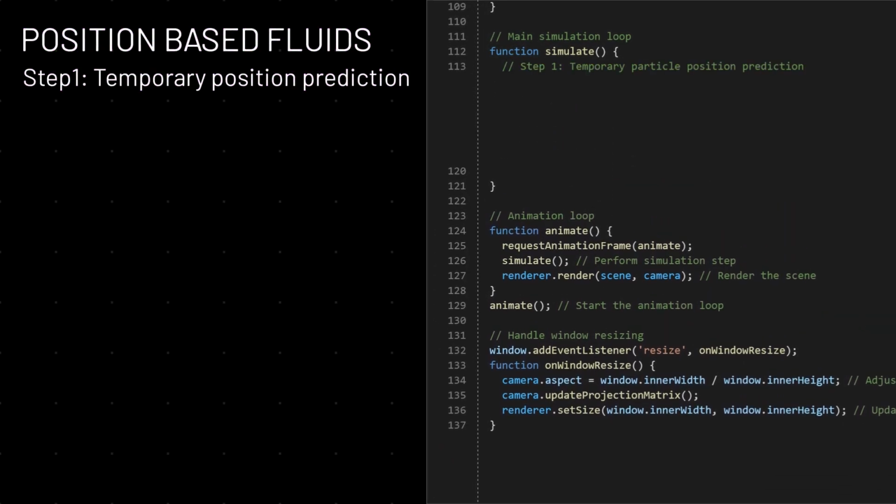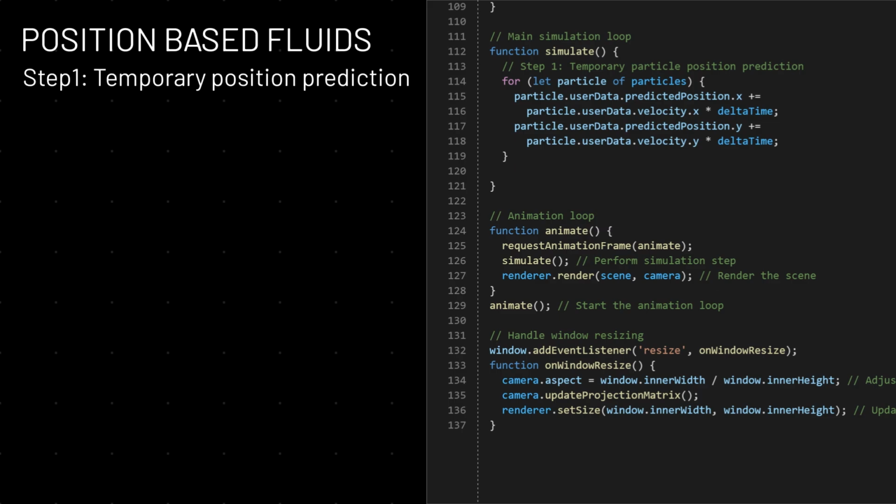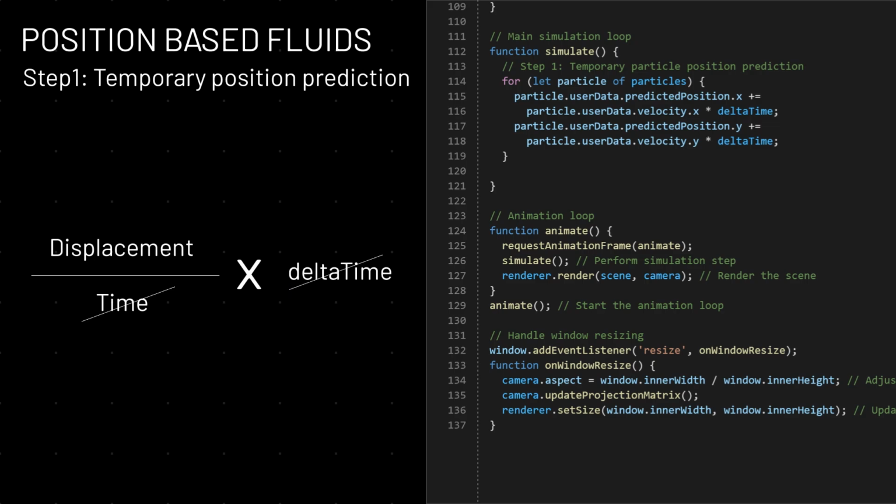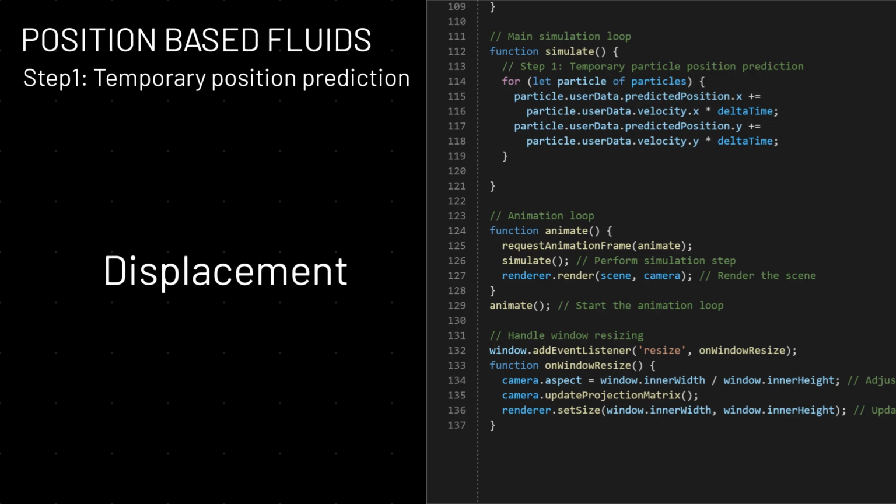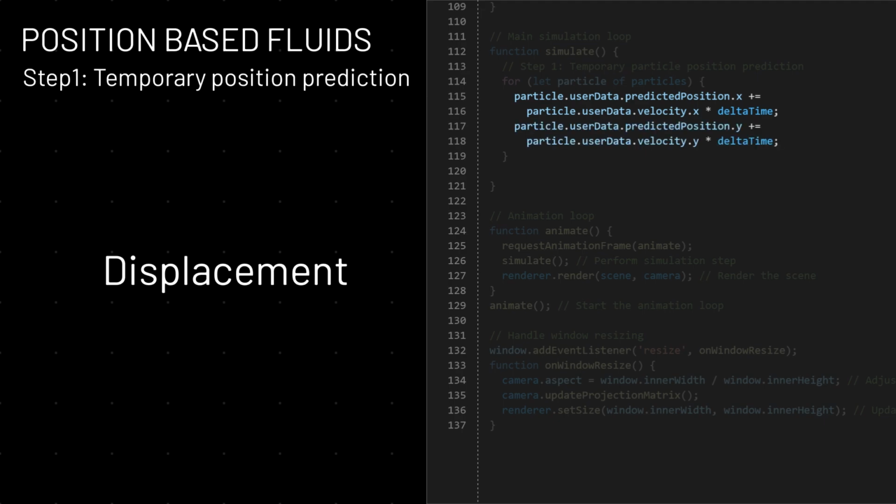We begin by predicting a temporary particle position based on the particle's velocity. The velocity vector of a particle tells you by how much a particle is being displaced in a particular direction per unit time. By multiplying it by delta time, the amount of time since the last update, we get a displacement amount which we can add to the current particle position to get the predicted position. I've set the delta time to a fixed number. Since we are working in 2 dimensions, we perform this operation for both x and y velocity components.